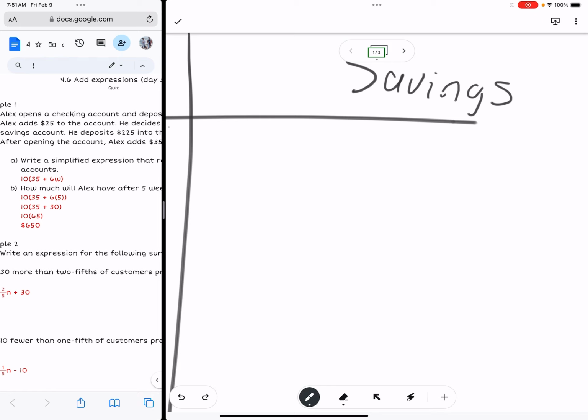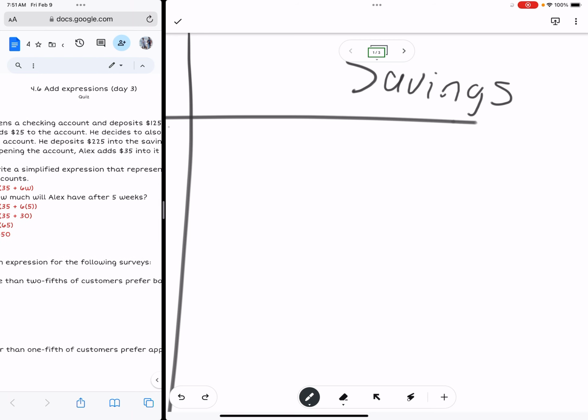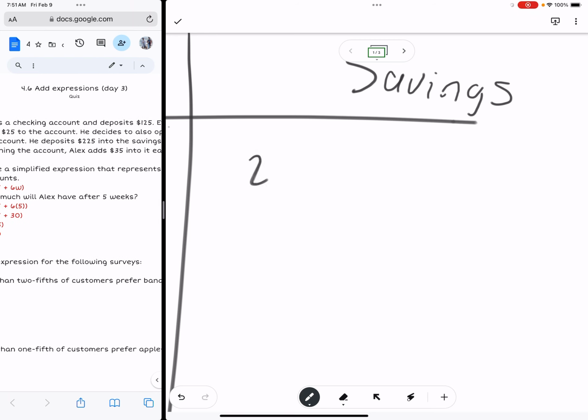Now, he's going to deposit money into his savings account. And his savings account is for money that he does not plan on spending. So I need an expression for his savings account. Josiah, give me an expression for his savings account. 225 plus 35W. Yeah, you're right. That is correct.